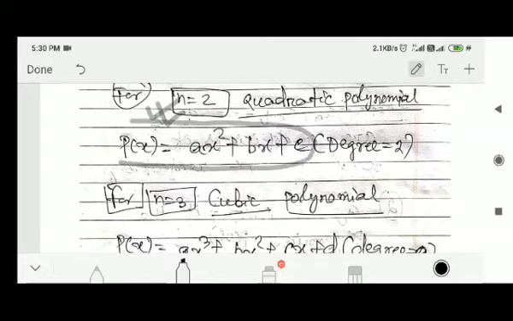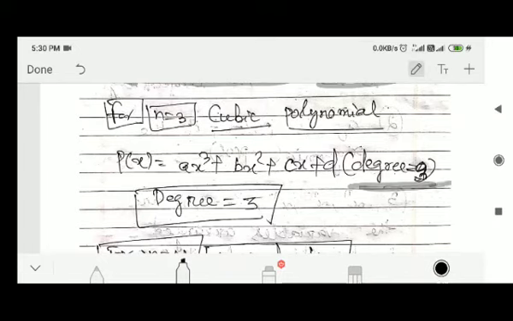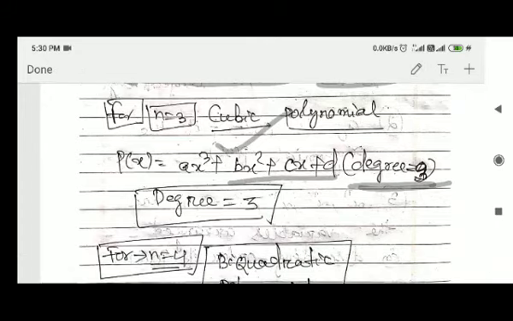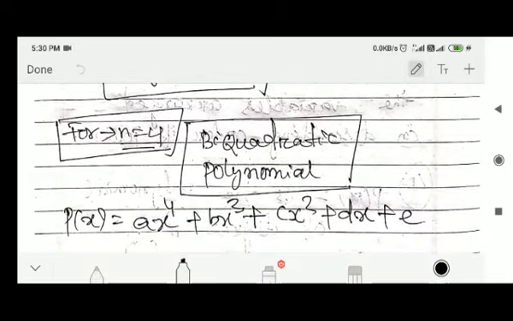Okay, which is the format ax square plus bx plus c, where degree is 2, meaning the maximum power of x is 2. Next, if n equal to 3, it is degree 3, which is the format of ax cube plus bx square plus cx plus d. Similarly, if n equal to 4, it is called a biquadratic polynomial of one variable, which is the format of ax to the 4 plus bx cube plus cx square plus dx plus e.